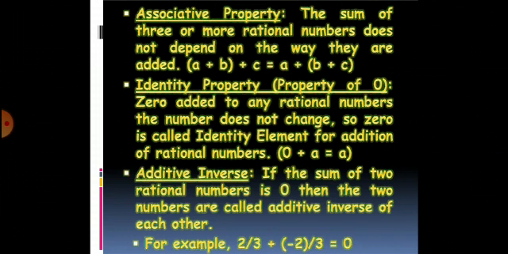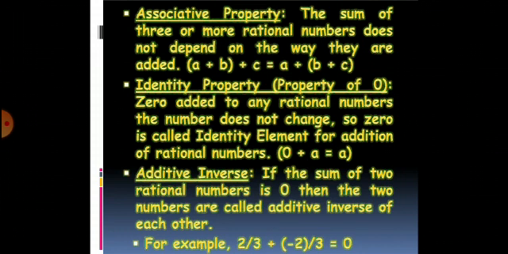Then comes identity property, or you can say additive identity. That is the property of 0. What is a number which when added to a rational number will not change it? The answer is 0. 0 added to any rational number, the number does not change. So 0 is called the identity element or additive identity for addition of rational numbers. 0 plus a is equal to a. You have to remember, 0 is called additive identity.